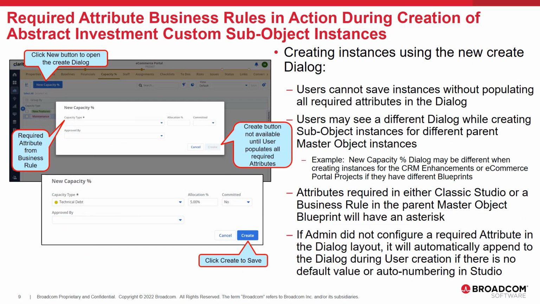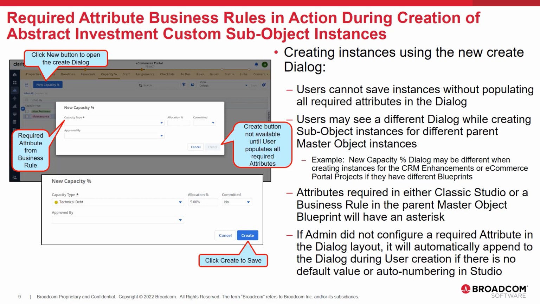This is an example of a creation dialog for a sub-object called capacity %. All required attributes are designated with an asterisk, and that will be true for both Studio required and Blueprint required attributes. And users will see this dialog whenever they click on the blue New button. They're not going to have the Create button enabled unless all required attributes are populated.